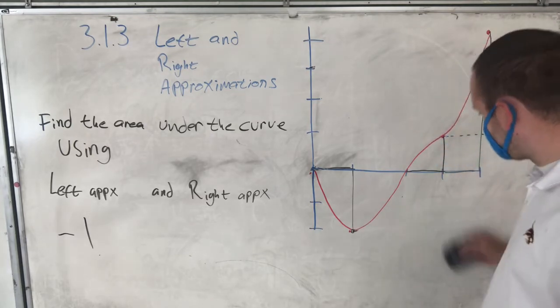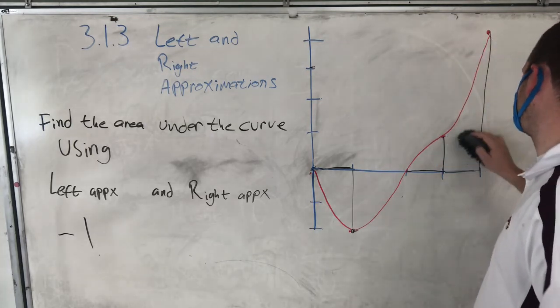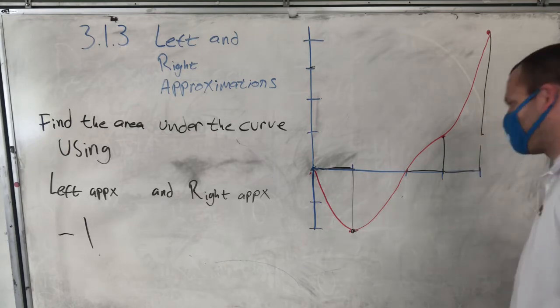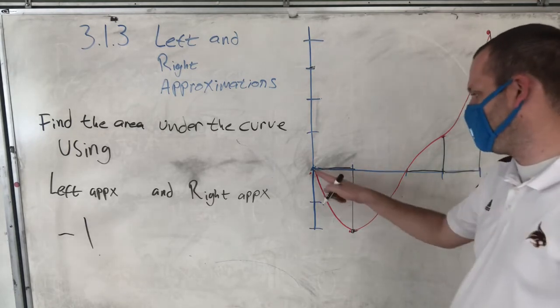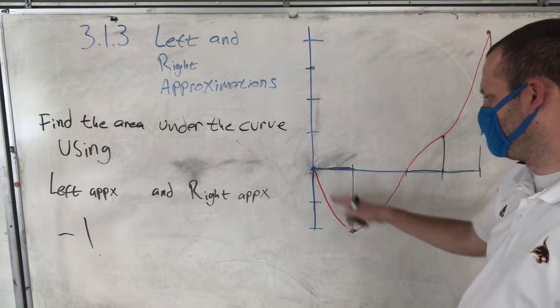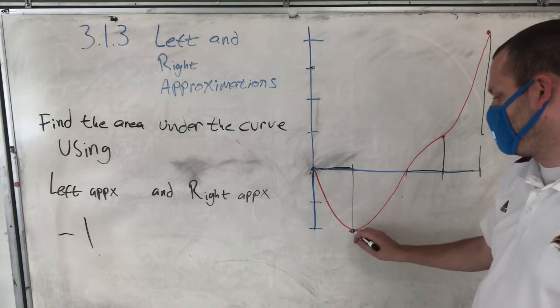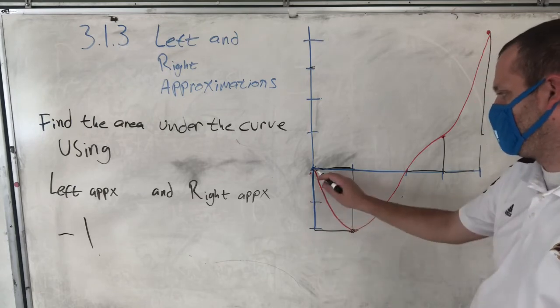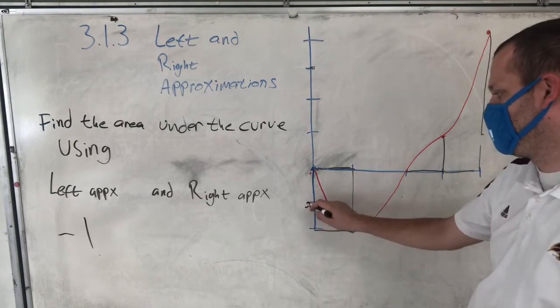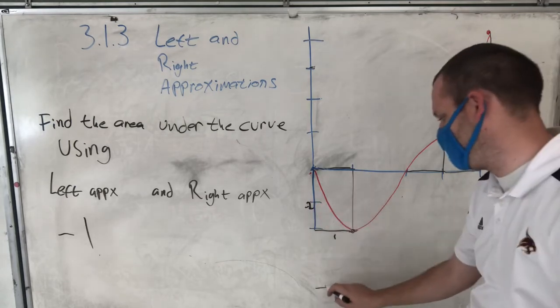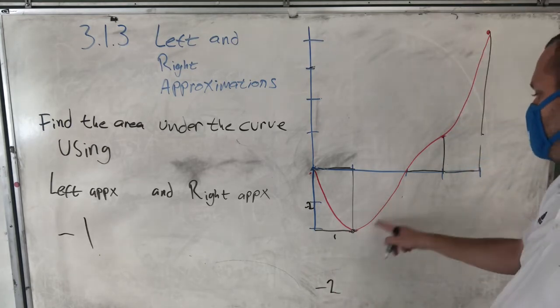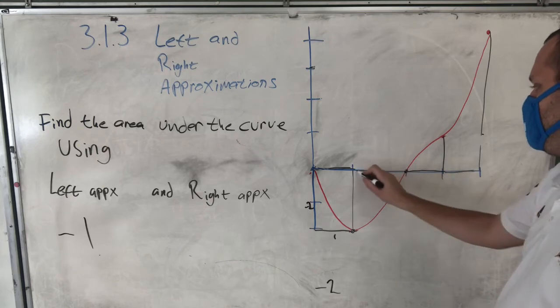So let's try it now with right approximations. Let's see if we get a different answer. With the right approximation, I'm going to go off the rightmost piece of this curve. The rightmost point is right here. It has a height of negative 2, width of 1, so we've got negative 2. The rightmost point on this section of the curve is right there, so that's 0.